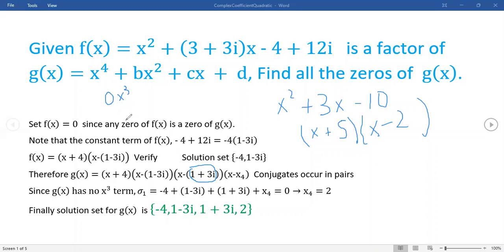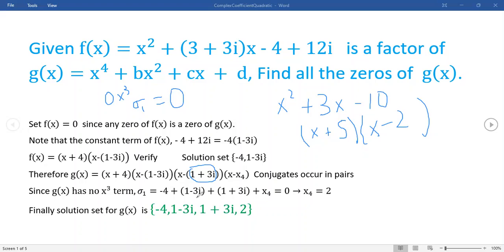But what we know is that this 0 right here means that what we call sigma 1, which is the first symmetric polynomial, has to be equal to 0. Again, to talk about that in depth would take another 5-6 minutes. But it turns out this is called an ESP, the symbol for an elementary symmetric polynomial, and it's just the sum of all the variables. So since there's no x cubed term, this sigma sub 1 has to be equal to 0, but it's also equal to the sum of the zeros of g of x.